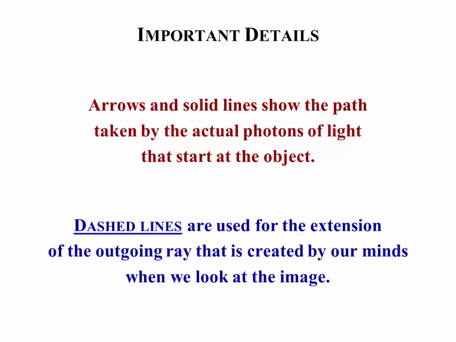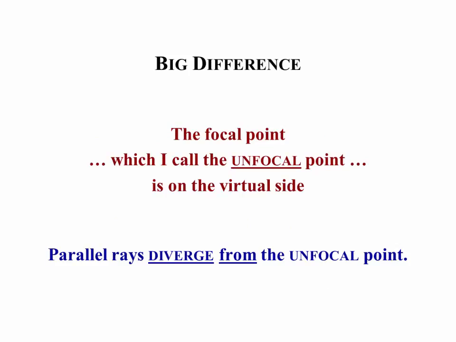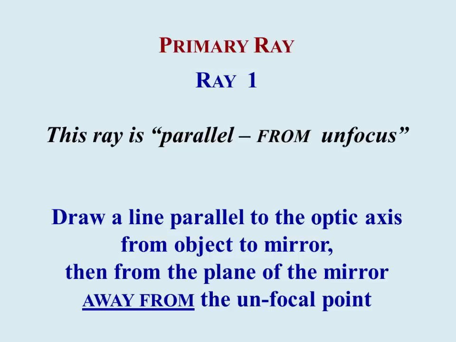Notice, in this case, I've used arrows and solid lines to show the path taken by the actual photons of light. Dashed lines are always used to extend those rays back into the area where light does not go, where our minds have created an illusion that that's where the ray came from. The big difference, however, is that what was called the focal point is now the unfocal point. That is, parallel rays will diverge from the unfocal point.